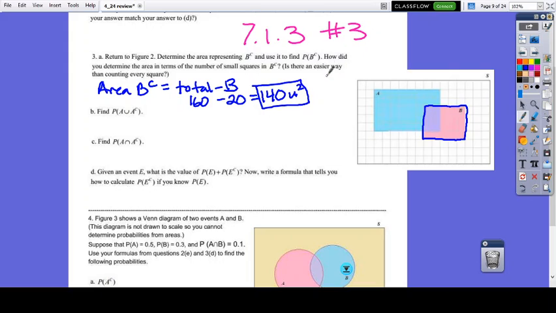And then it essentially suggests that you're finding the probability of B complement, which in that case means that you would do 140 over 160, the total of the whole thing. Okay, that simplifies to 7/8 if you want to get that far.